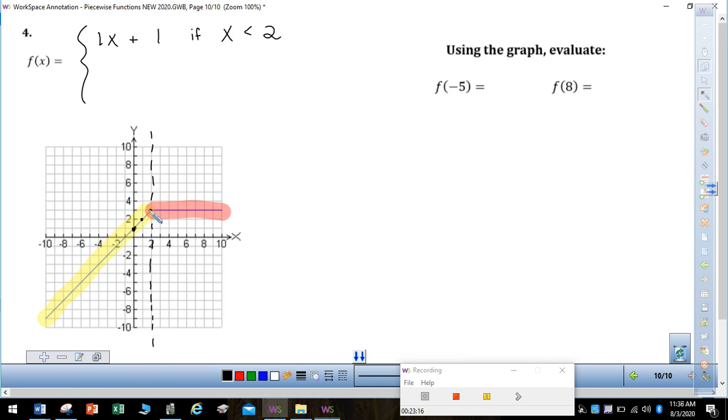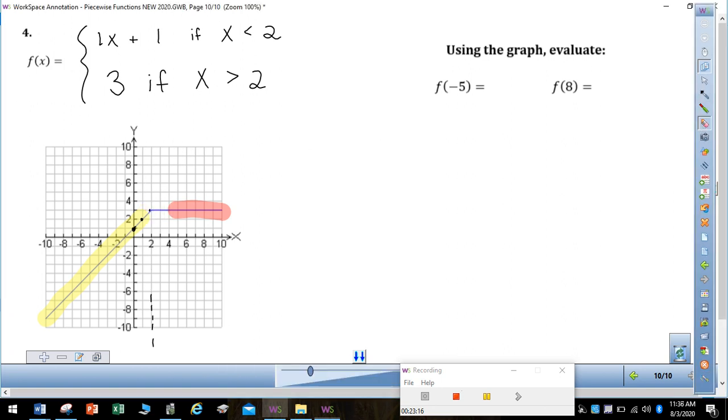Okay, now for the other side, the side here that's highlighted in red, this is a flat horizontal line. It goes through the y value of 3. So the equation is y equals 3. We're just going to write 3. And that is if the x values are greater than 2.